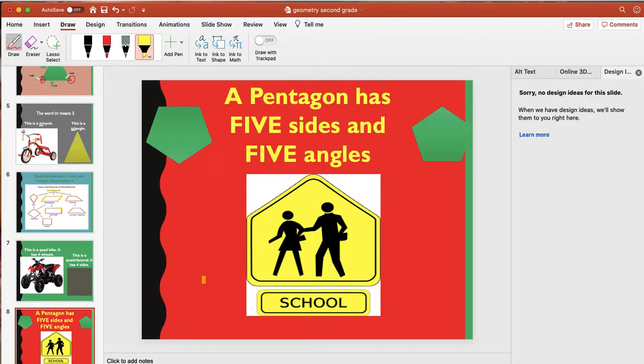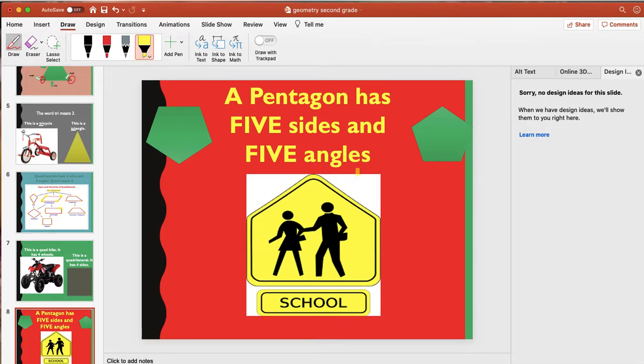Now we're moving on to a pentagon. A pentagon has 5 sides and 5 angles. So we can see 1, 2, 3, 4, 5. And this is just a real life sign that we could see out in the streets when we're just walking or driving. It's a crosswalk sign.